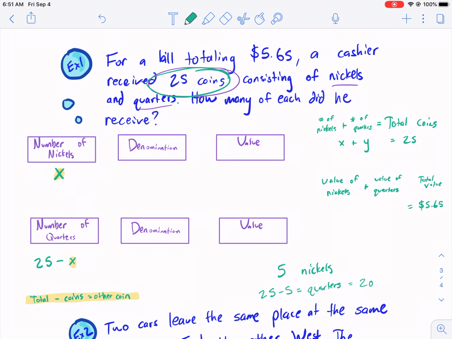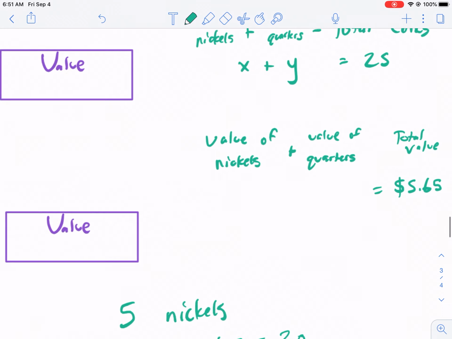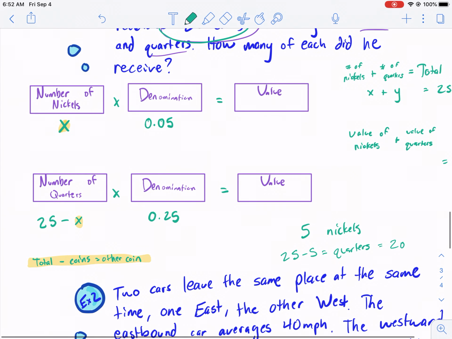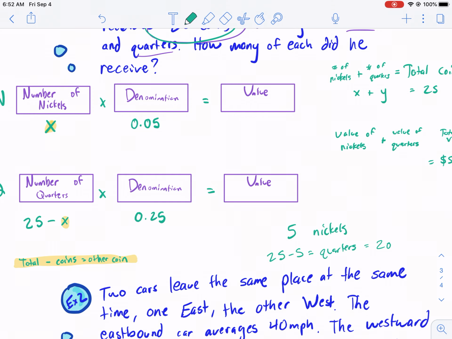Now, before we said that the formula is number times the denomination equals the value. So one thing we need to know is the value of nickels. Well, we know the value of a nickel is 0.05, it's 5 cents. And we know the value of quarters is 25 cents. So this is the quarter column, this is the nickel column, for those that didn't figure that out. So now we're gonna get all this together.